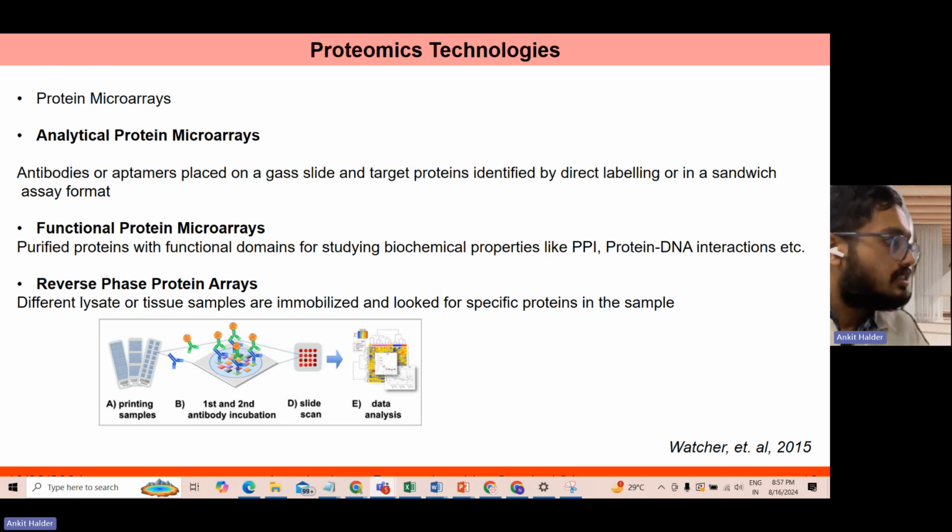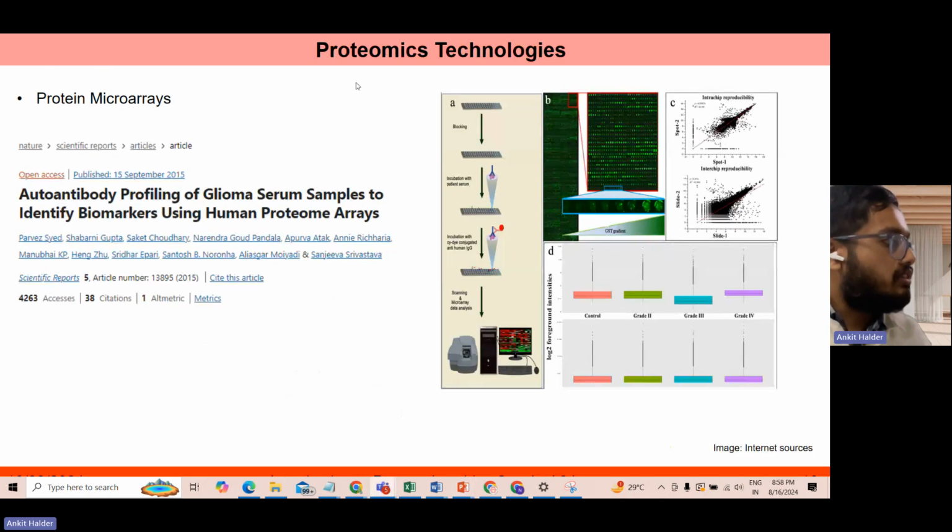Now, this is one of the examples of the protein microarrays for the autoantibody profiling of glioma serum samples to identify biomarkers using human proteome arrays. So you can go ahead and understand how this can also help in diagnosis of diseases like cancer, specifically brain tumors.